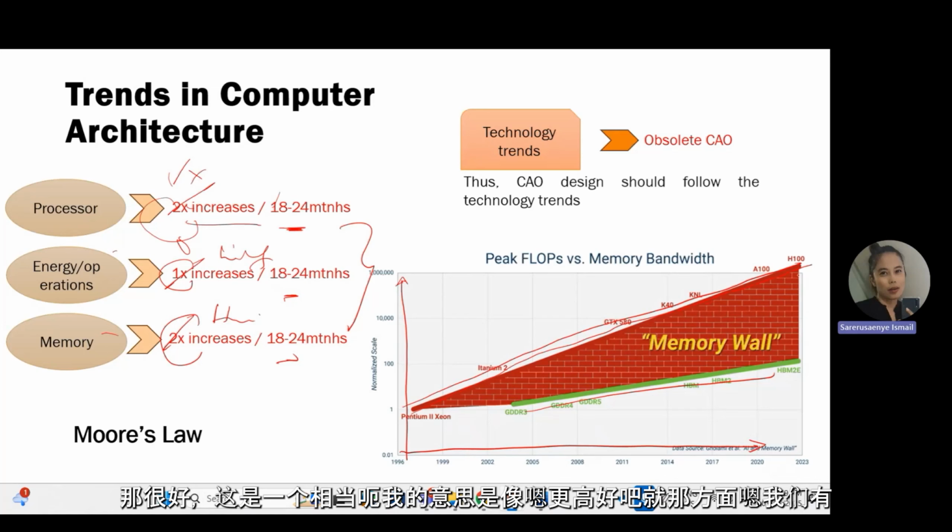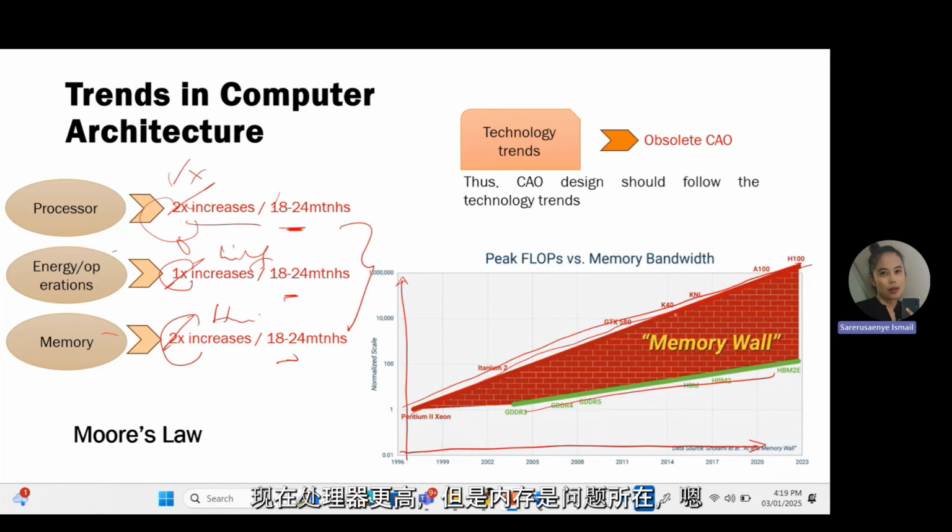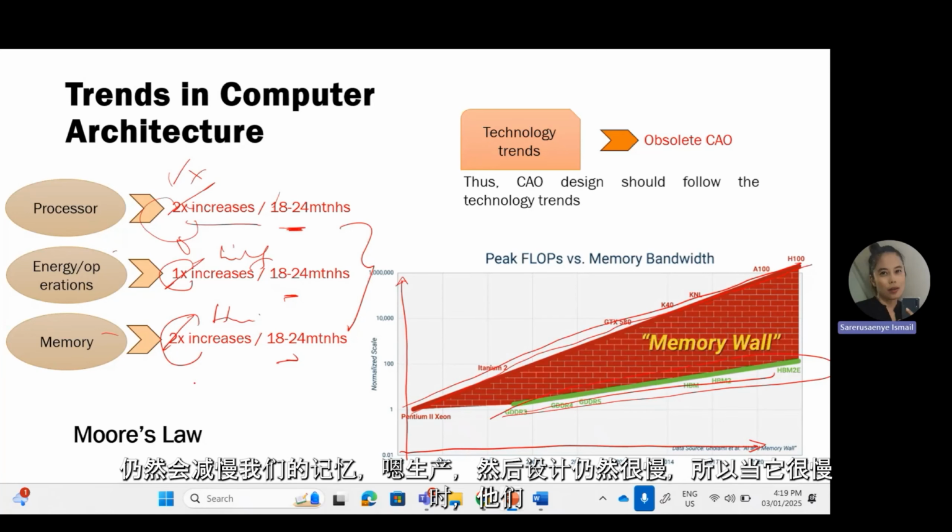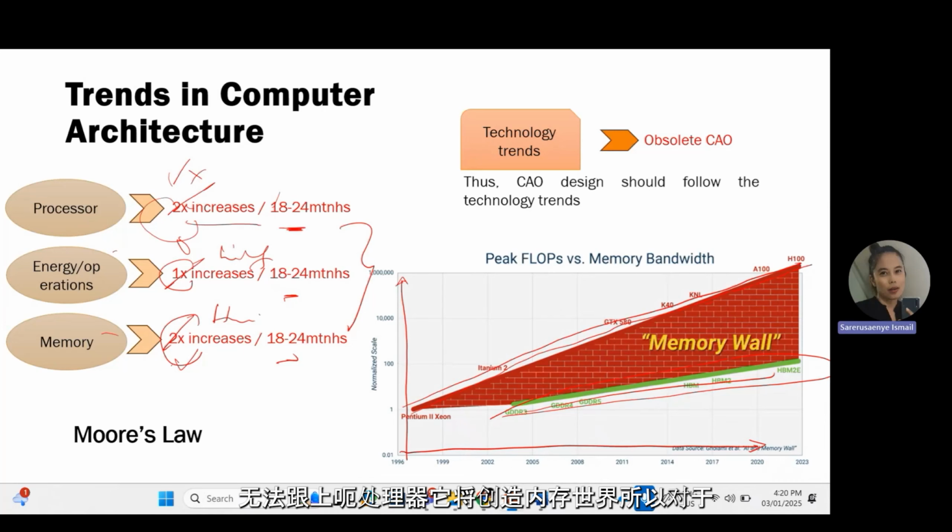However, that's good. In terms of what we have right now, the processor is higher. However, in terms of memory, this is the issue. It is still slow, our memory productions and design are still slow. So when it is slow, it cannot keep up together with the processors. It's going to create the memory wall.